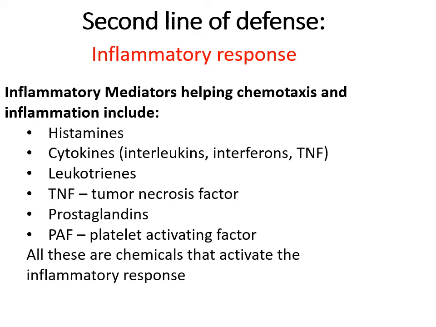Prostaglandins are released. Prostaglandins go into the bloodstream and they can go to the brain and stimulate a fever. Okay? Platelet activating factors. So cells can release platelet activating factor that tell the platelets, come and help out. I've been cut here. I'm bleeding. I need you to come and stop the bleeding. Okay, so all of these are just chemicals that activate the inflammatory response. They'll make more sense as we go through this module.